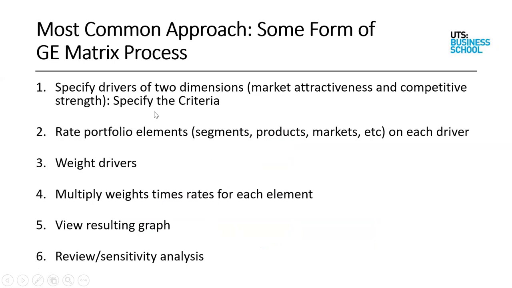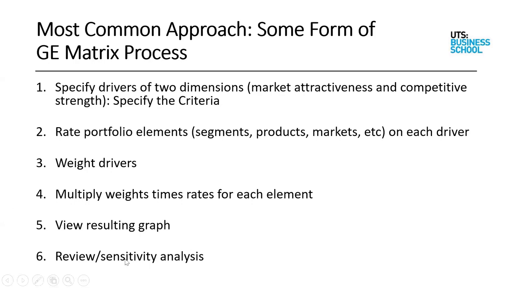Essentially the process that you go through is like this: you start out with two dimensions, market attractiveness and competitive strength. You will specify the criteria. It depends from product to product, company to company. Everybody has their own criteria for determining what is market attractiveness and what is competitive strength. Once you have those criteria listed out, you are going to rate all the segments or the products or the markets based on each of those criteria that you have listed out in step one. Then you're going to weigh those criteria, calculate a weighting score, and based on that, create a graph, do a sensitivity analysis, and choose your target market.